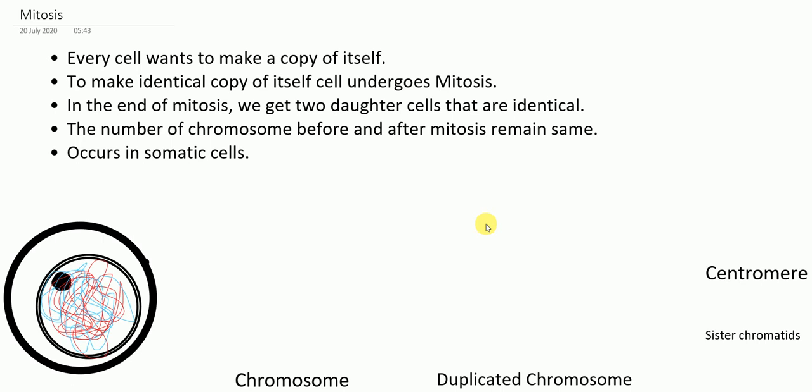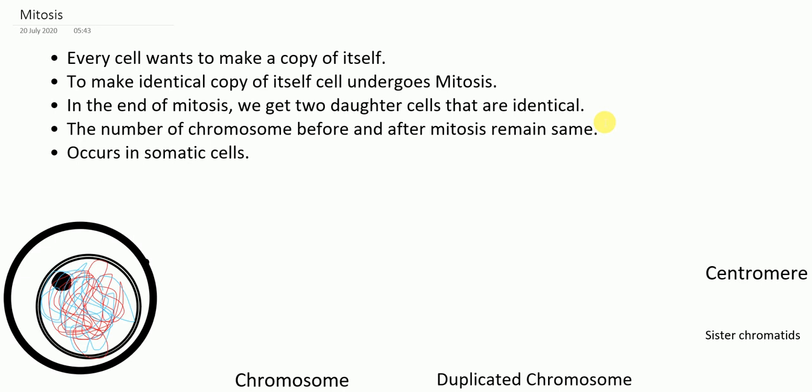In mitosis, the cells which we get in the end are identical in nature, and the number of chromosomes before and after mitosis remains the same. This is the key to mitosis, and we'll discuss this in detail in this video, and I'll explain how the number of chromosomes before and after mitosis remains the same.